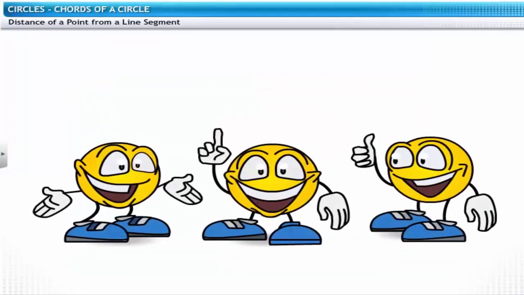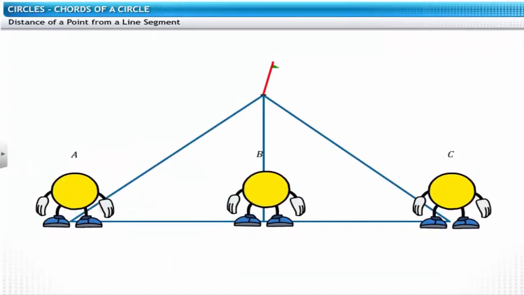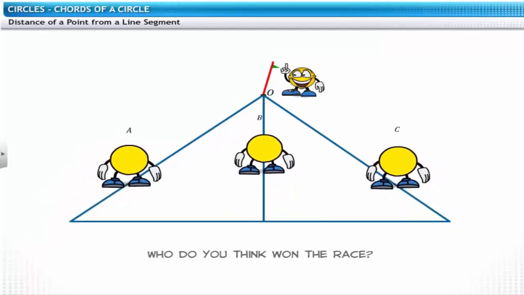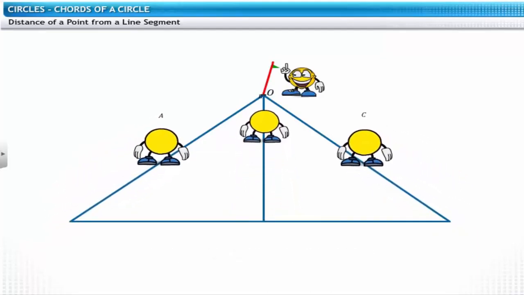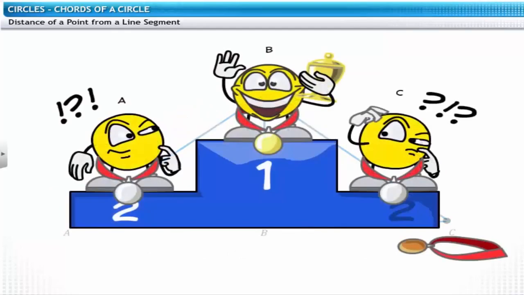One day, three friends A, B and C decided to have a race. They made a starting line ABC and decided to run to their common friend O. Who do you think won the race? A, B and C are all very good runners, but B won the race.